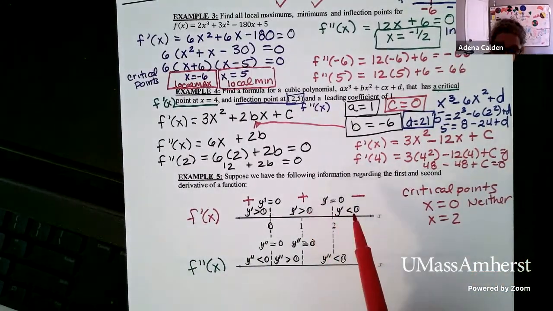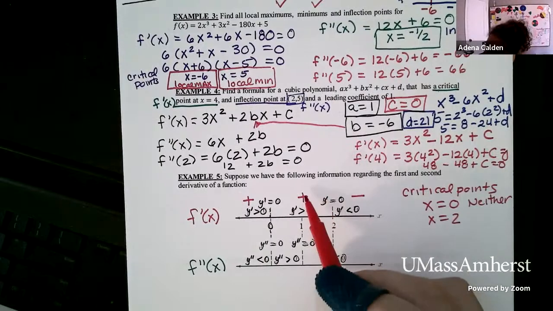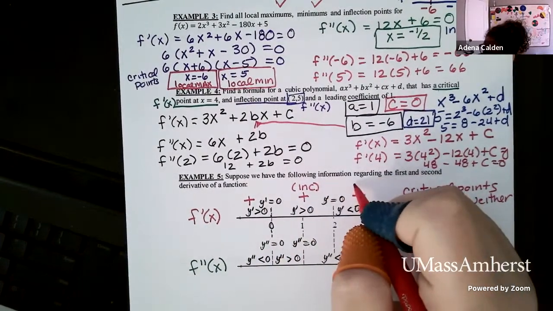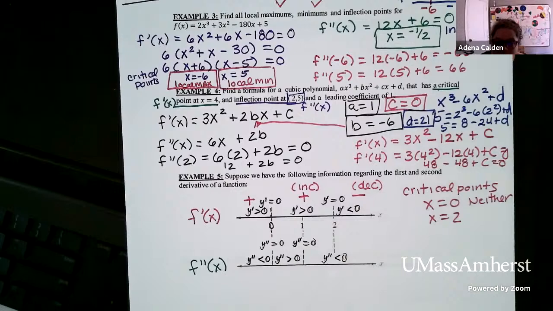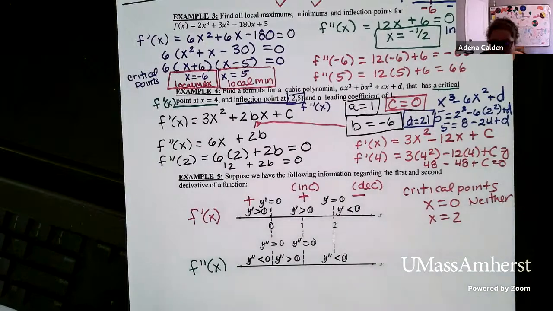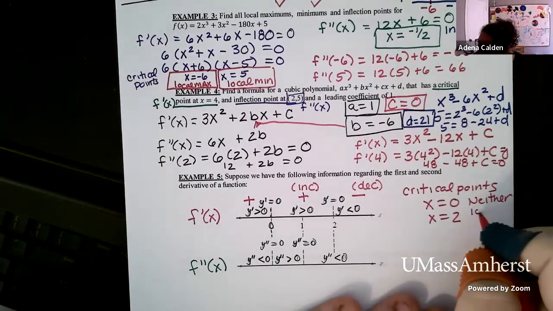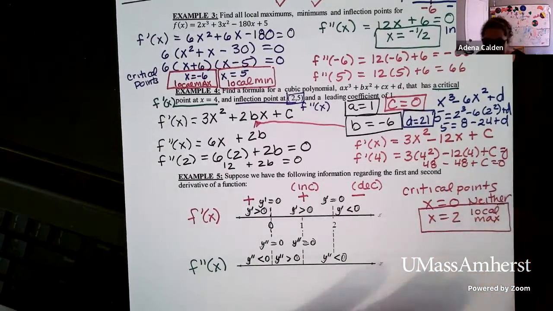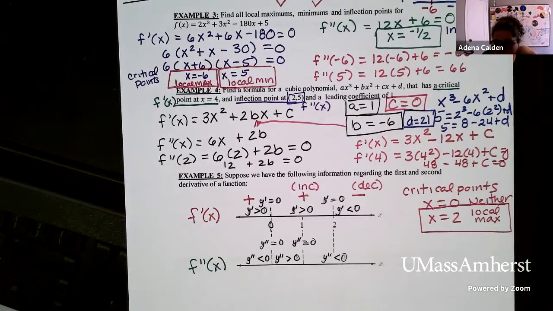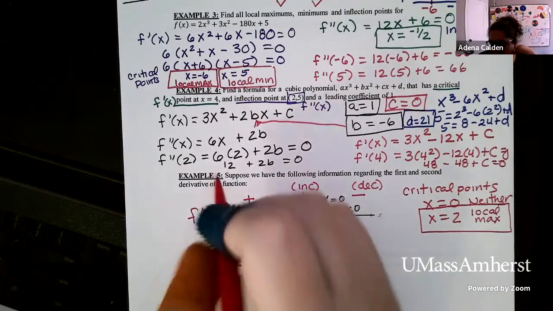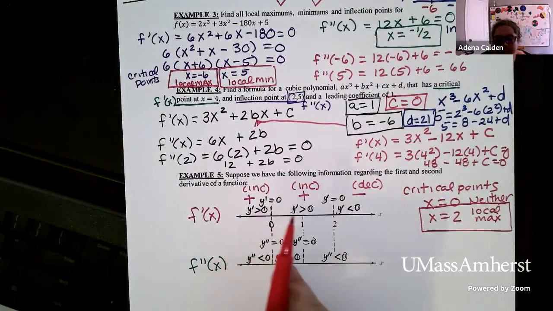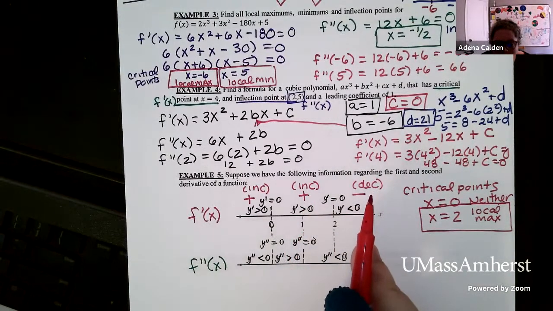But it did change around 2, okay? It went from positive, which means the original function's increasing, to negative, which means the original function's decreasing. So if you have a function that goes from increasing to decreasing, that makes it a local maximum. So 2 is a local maximum. Okay, so that's really good information that I get from the first derivative. I can also see where my original function is increasing and decreasing. So I have something increasing and still increasing and then decreasing.